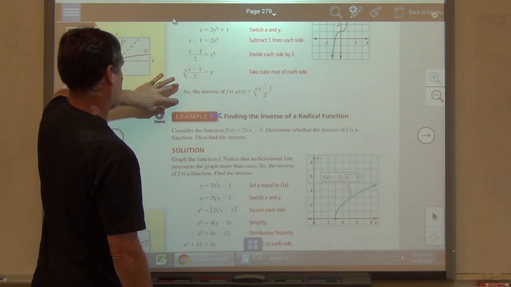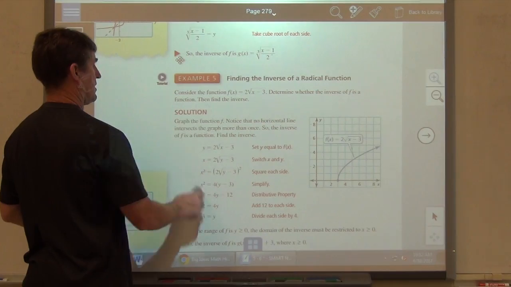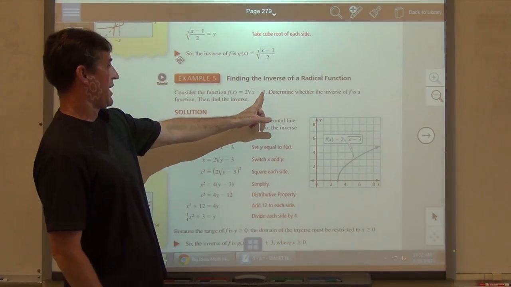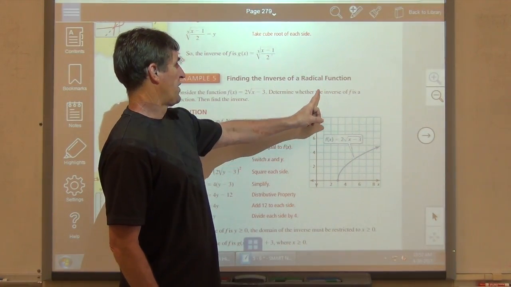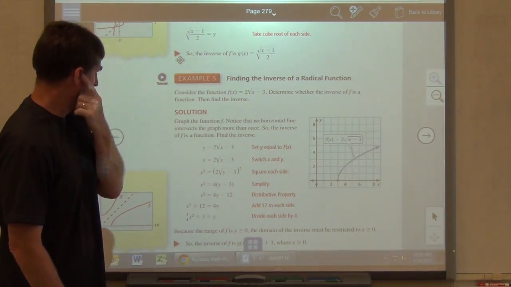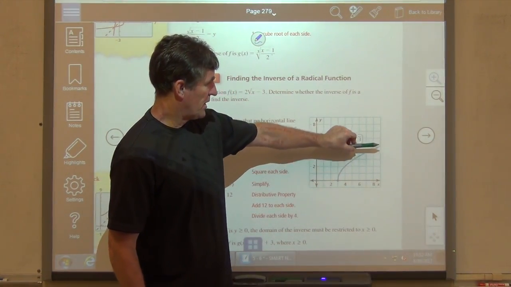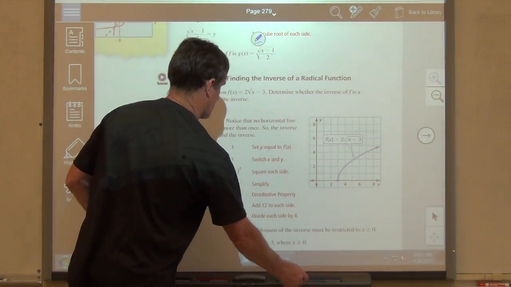If we look at example 5, it says, consider the function f of x equals 2 times the square root of x minus 3. Determine whether the inverse of f is a function, then find its inverse. So again, we would do the horizontal line test. According to this, it would never cross more than once, so the inverse would be a function.